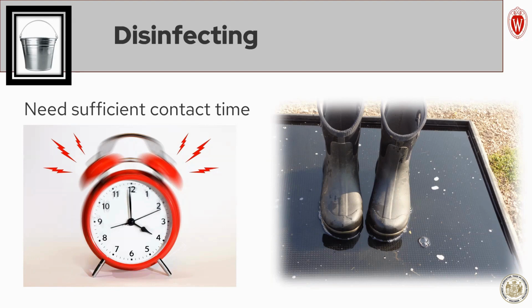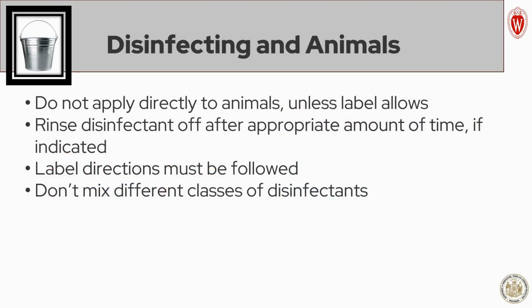Disinfectants should not be applied directly to an animal or in areas with animals present, unless it is labeled for such use. Read the label for warnings about using the disinfectant around animals, feeders, and in animal areas. If the label indicates, rinse the disinfectant off after the appropriate amount of contact time. Some products do not require rinsing and are safe for use around animals. Undesirable chemical reactions may occur when mixing different classes of disinfectants.